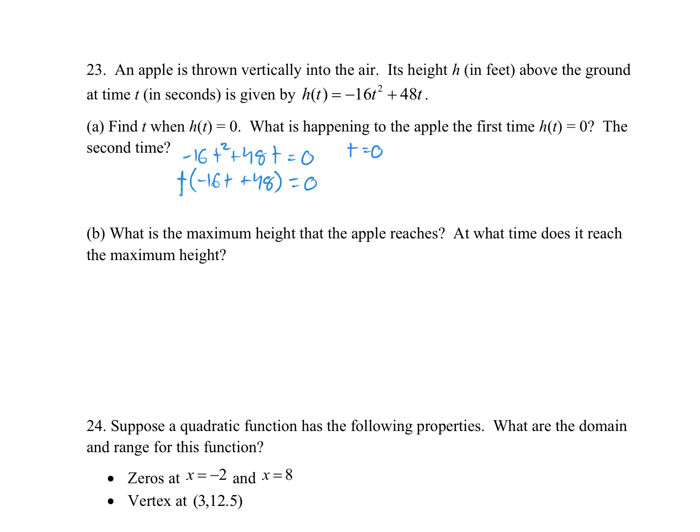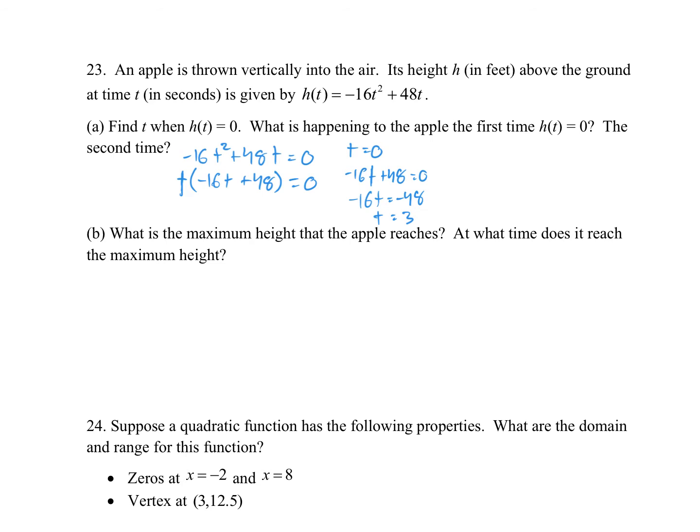Now with this inside function, if that part was equal to 0, then the whole thing would also be equal to 0 since it's multiplied. So we're going to set that negative 16t plus 48 equal to 0. Negative 16t equals negative 48, and our t equals 3 if we divide that negative 16 over. So when h of t equals 0, t is 0 or 3.